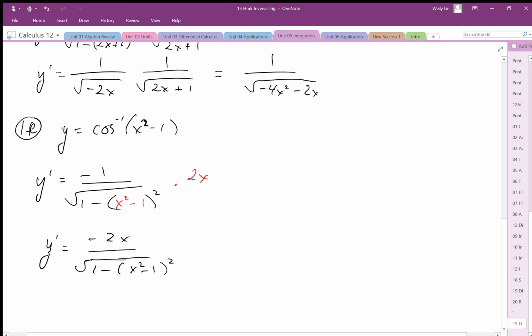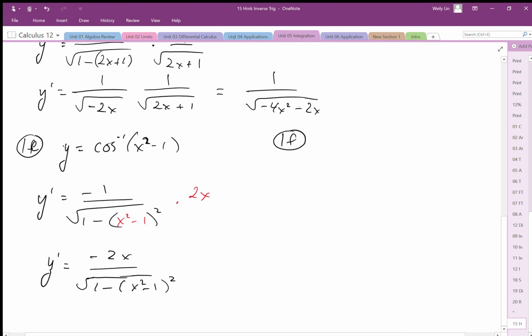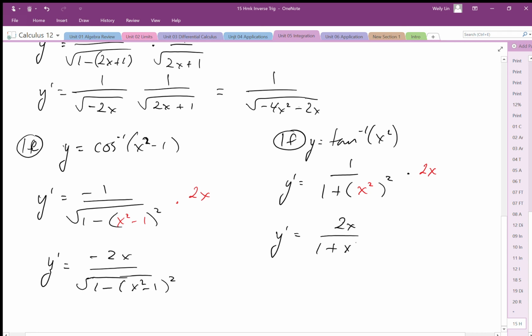Okay. And then for 1F, it's the arctan. So arctan x squared. So y prime is going to be 1 over 1 plus x squared times, we need to make sure we apply the chain rule again. So there's an x squared inside. So apply chain rule times 2x. Okay, so y prime then equals 2x over 1 plus x to the power of 4.